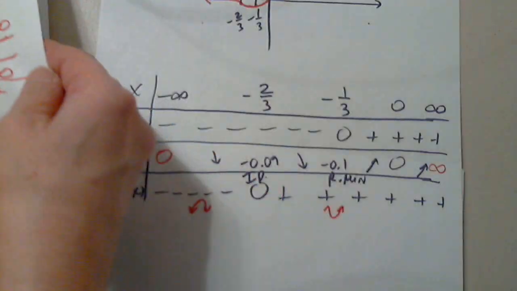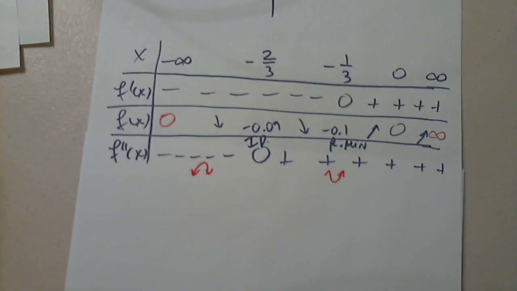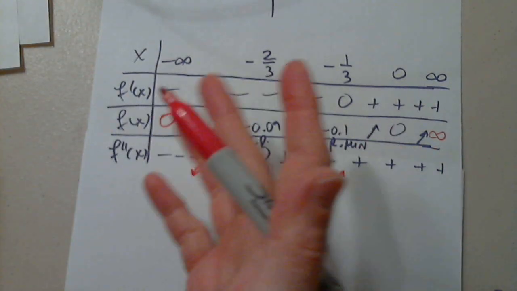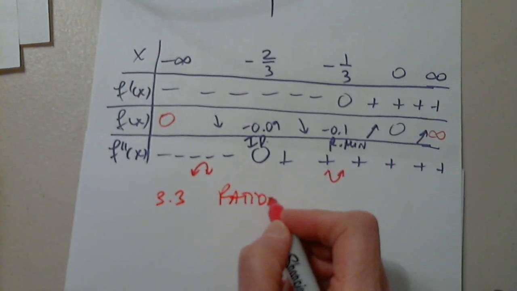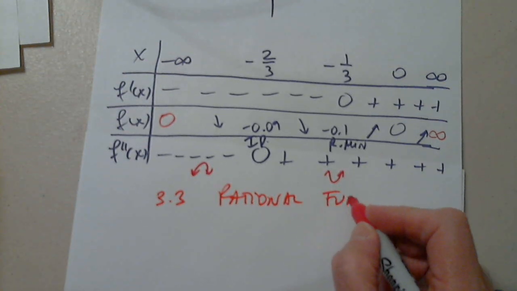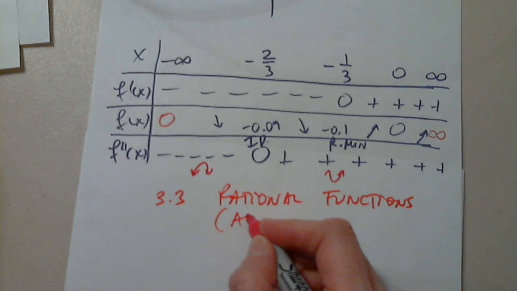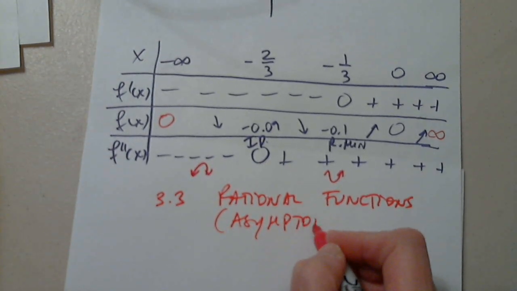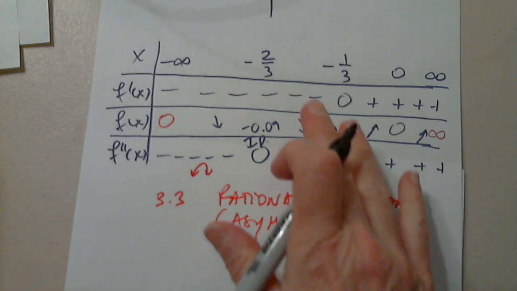We have a few more minutes left, and I'd like to start 3.3. 3.3 deals with rational functions and other functions. Same thing, graphing. 3.3, rational functions and other functions with asymptotes. Rational functions are not the only ones that have asymptotes. There are other functions.